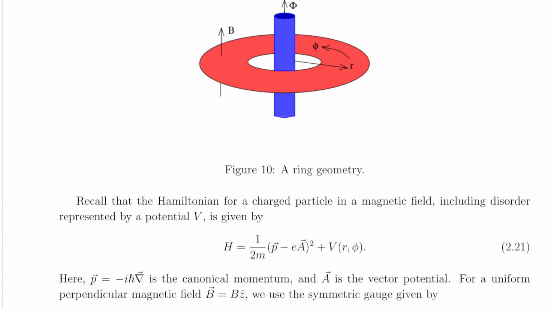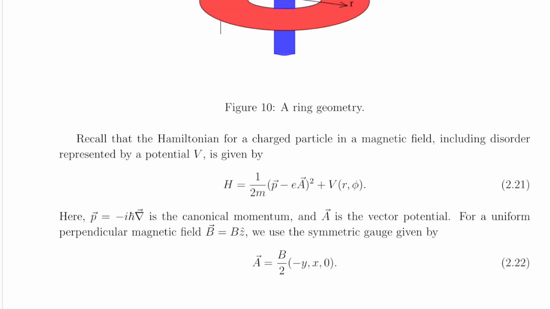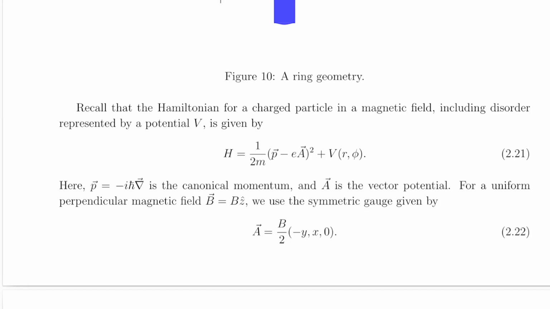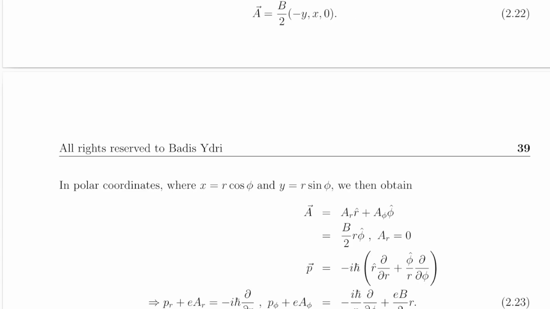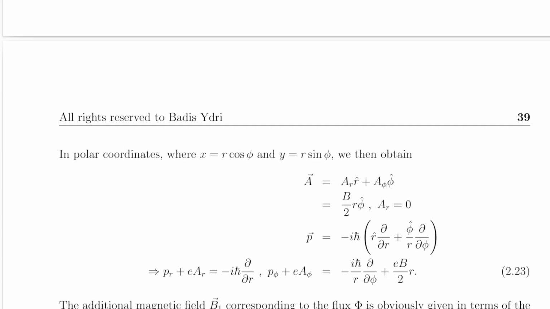For the uniform magnetic field, we use a symmetric gauge where the vector potential points tangentially, growing with the distance from the center. In polar coordinates, the vector potential has only a phi component, proportional to the radius. The particle's momentum is modified accordingly.